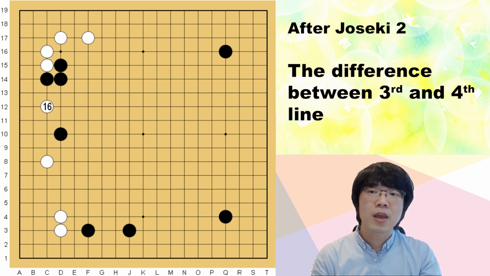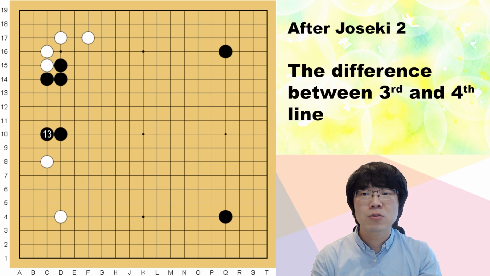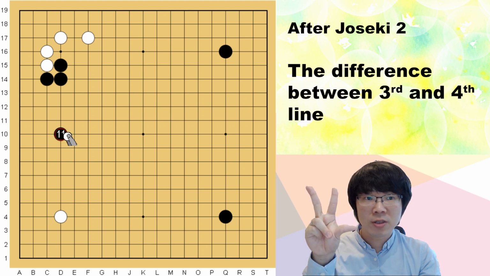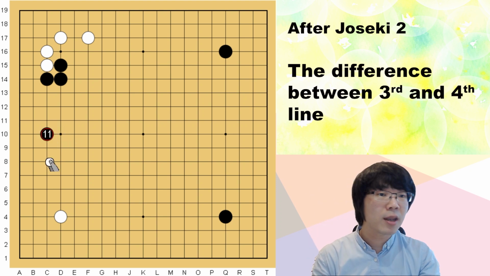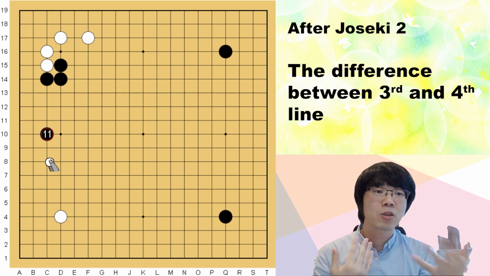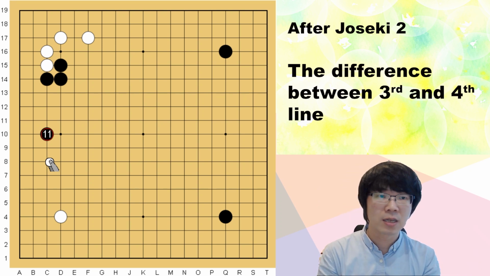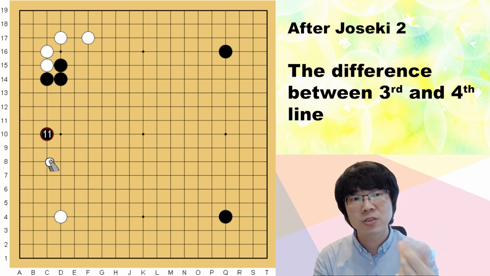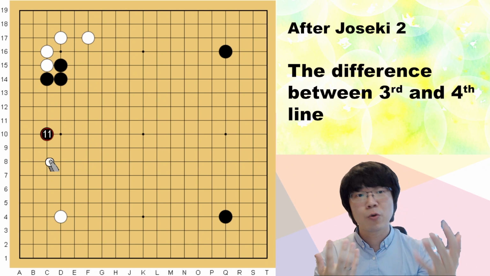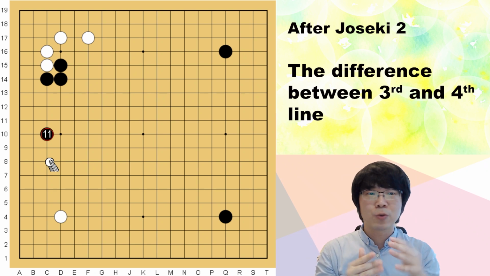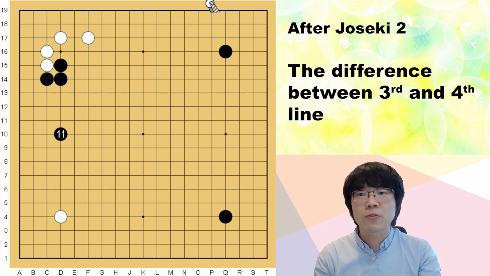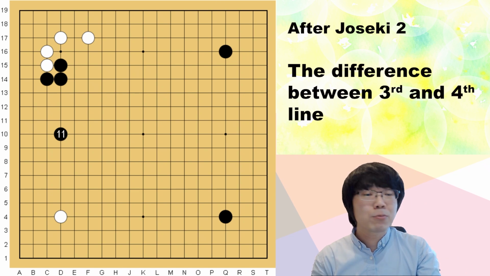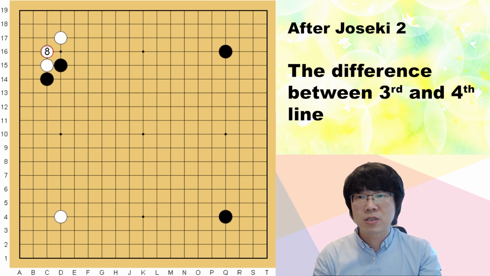Okay, so we just checked the difference between this and this. What I recommend is the third line, because when you play the third line, you can take the base and territory very easily. So always, if your level is middle level, I recommend the third line first. But if your level is quite strong, really strong, then you can even use the fourth line as well. I have to show you more about this one.